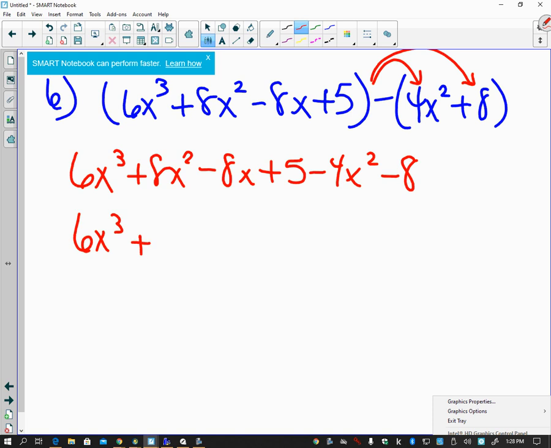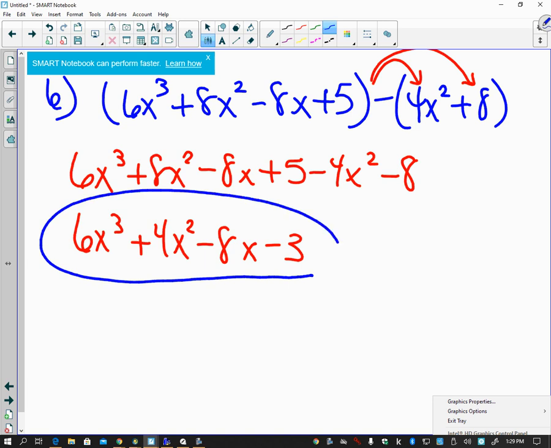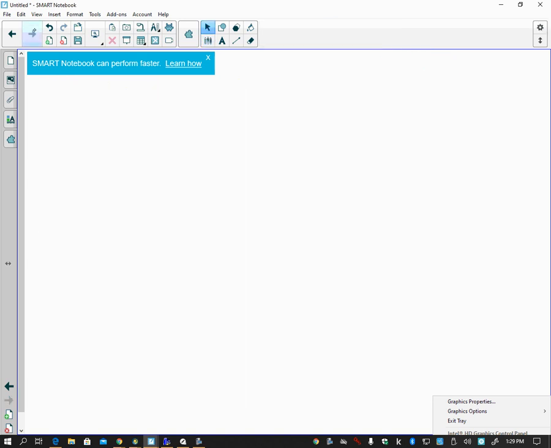What about my x squareds? All right, so what do I get? Positive 4x squared. I got negative 8x. Is there anything with that? Negative 8x. I got positive 5, negative 8, negative 3. That's my answer right there. So far, seems pretty easy, right? Nothing too bad here on part 2 as of yet. Okay, 7.